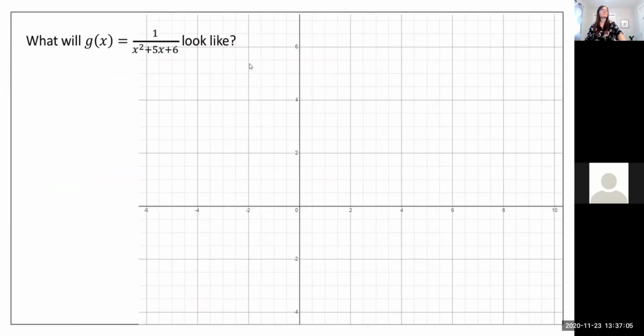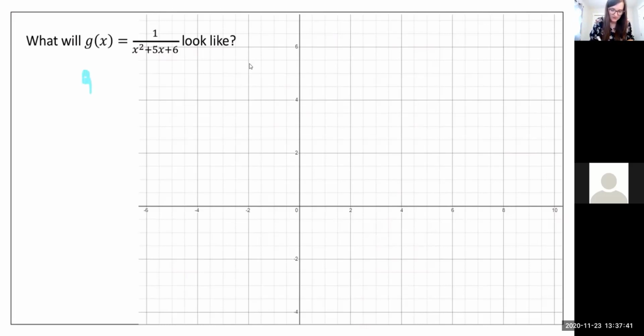Here's another one. A little small, but okay. So what do you think this looks like? Again, our denominator is a higher degree than the numerator. So very likely that implies it's going to approach 0 for really big numbers or really small numbers. You can try it. You can go 1 over 1,000 squared and 1 over negative 1,000 squared. What's going to happen when you plug in for x?